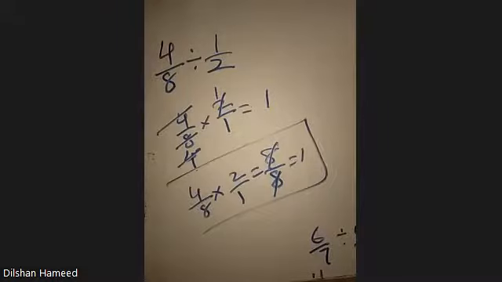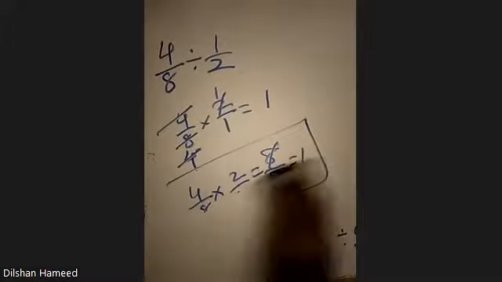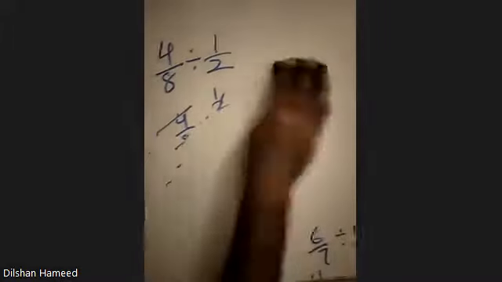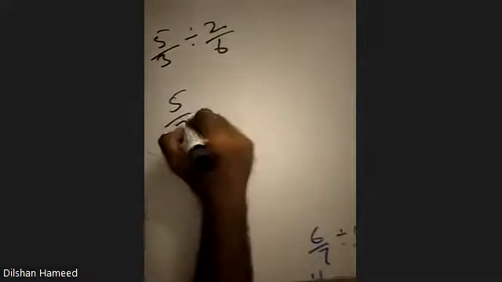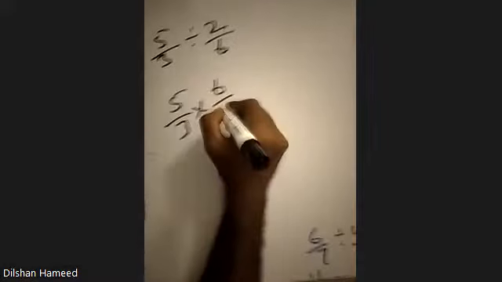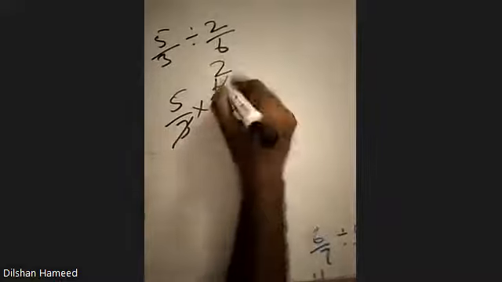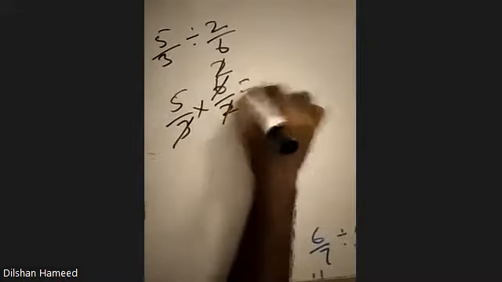Okay, let's do the second question. Second question is what? 5 upon 3 divided by 2 upon 6. So we take the inverse. 5 upon 3 into 6 upon 2. So 3 2s are 6. And this 2 and this 2 cut off. So the answer is 5.